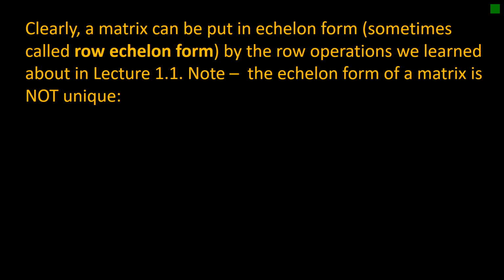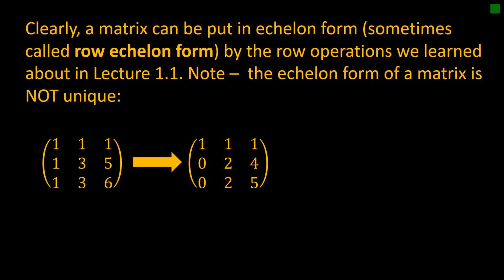I do want you to note one thing: the echelon form of a matrix is not unique. Here's a quick example. Let's put this matrix in echelon form by doing row operations. Obviously, I'm going to take multiples of the first row and add it down to get zeros below this one right here. And when I do that, I get this. And then I'll just take this row times -1 and add it down.